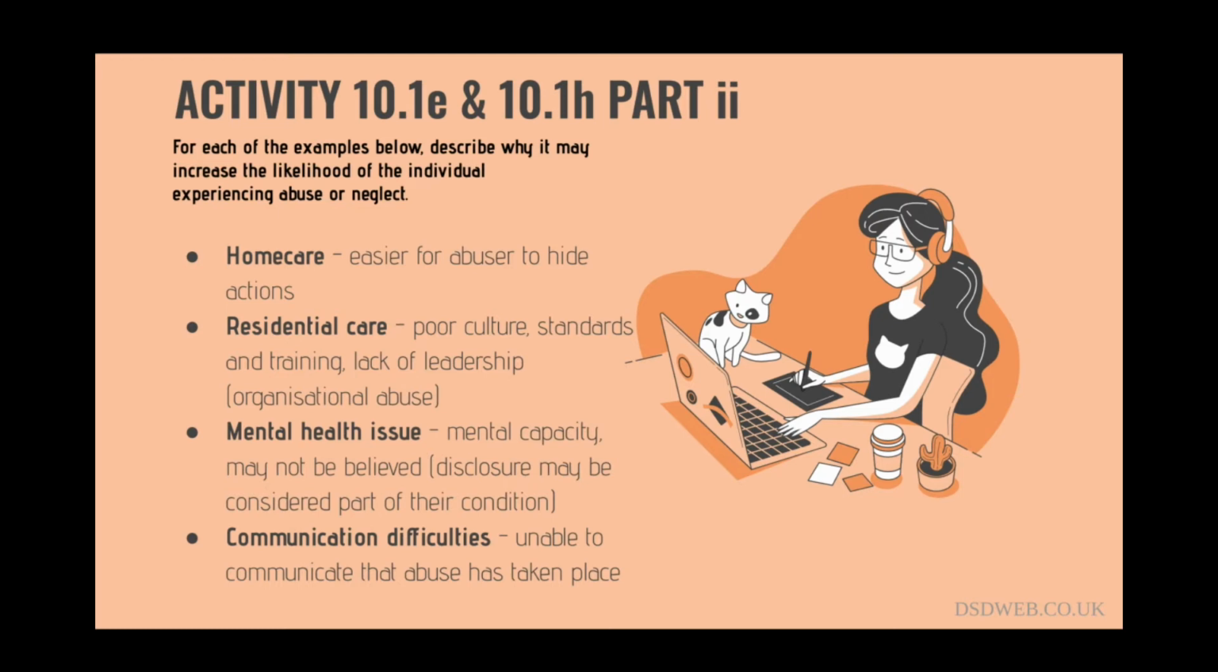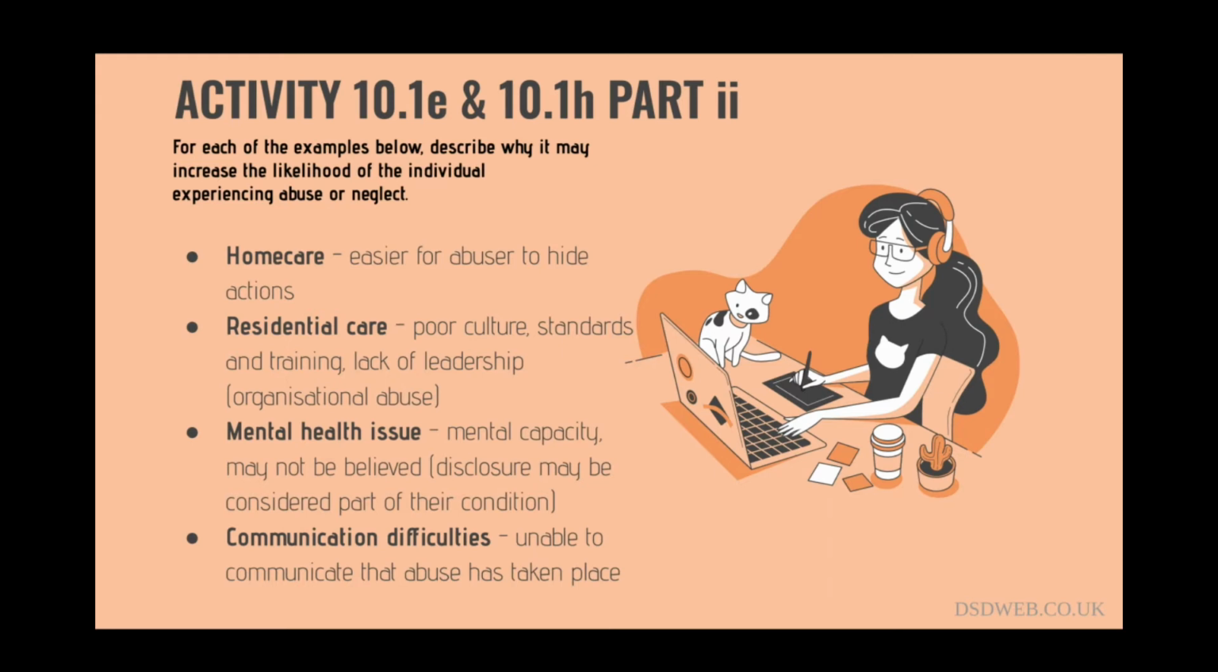The next activity provides 4 examples and asks you to explain why they would increase the likelihood of abuse. The first example is being cared for in their own home. This makes an individual more susceptible to abuse because it is easier for an abuser to conceal their actions when they are inside the individual's home. The next example is being in residential or institutional care. This increases the likelihood of organisational abuse if the organisation or institution has poor standards and is resource-led rather than person-centred.